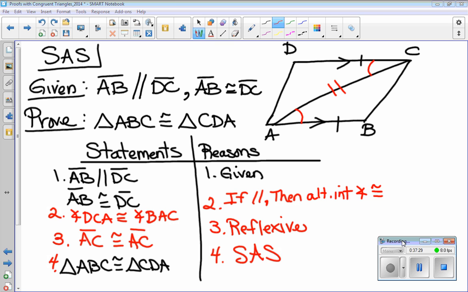Notice what's in red is what I had to add to my picture, and what's in black in this case is just the setup of the proof. What was given to us, what we know we had to prove. Okay, so if you're adding, I'm putting it in a different color.